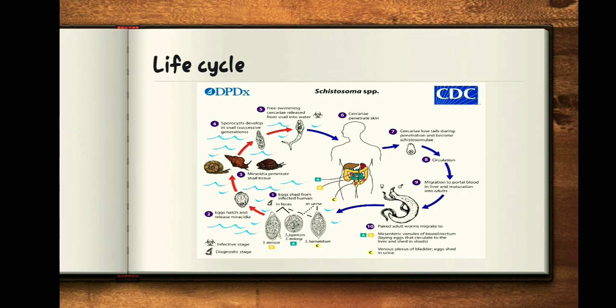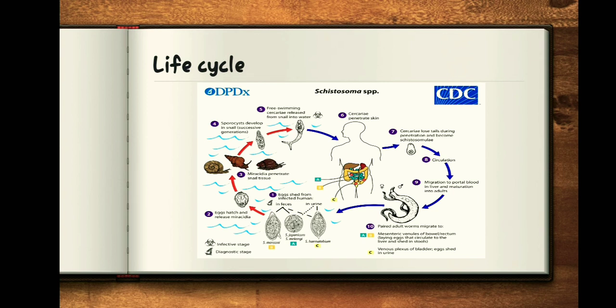Let's go to the first stage, which is the eggs being expelled in the fresh water by an infected host, where in the case of Schistosoma japonicum, it is expelled through the feces of a person or an animal that was infected. It can be a cow, a dog, a rodent, or a human. These eggs would then hatch and release miracidia.